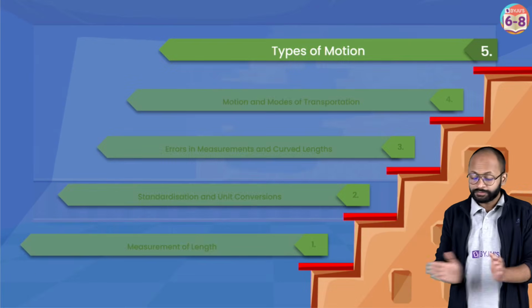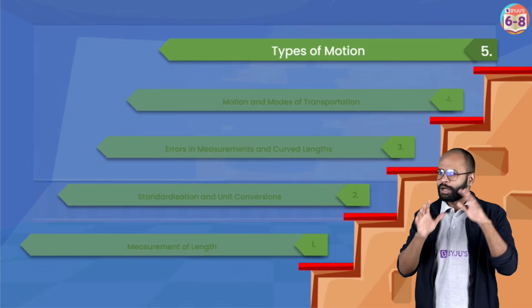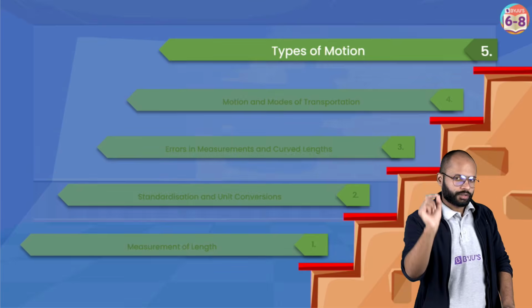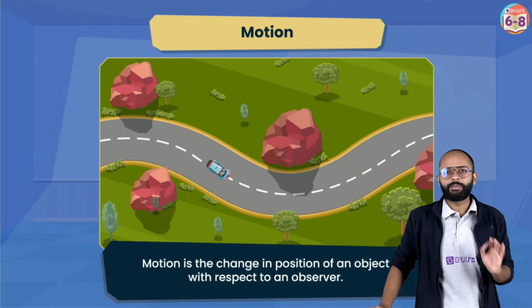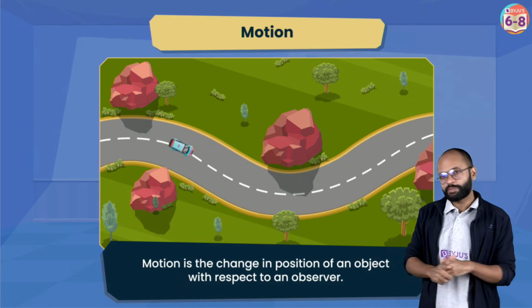Very good. The final topic is something which I have seen a lot of students being scared of. बहुत बच्चे डरते हैं इससे. Sir, types of motion से डर लगता है. I have done a special video especially for this topic. I hope you have seen it. Motion. पहली चीज motion क्या है? देखो भाई, motion is the change in position of an object with respect to an observer.